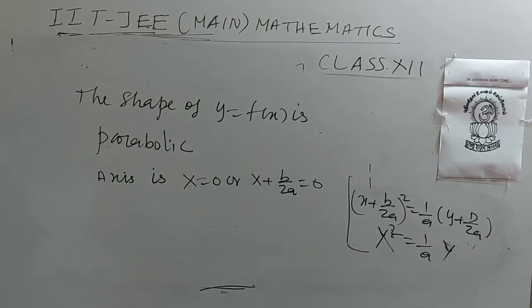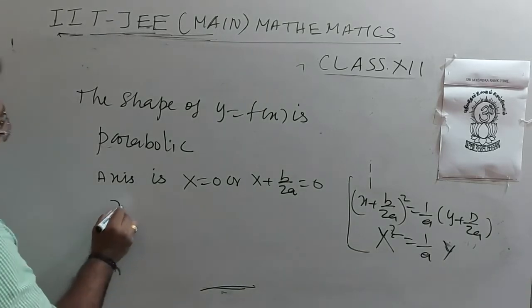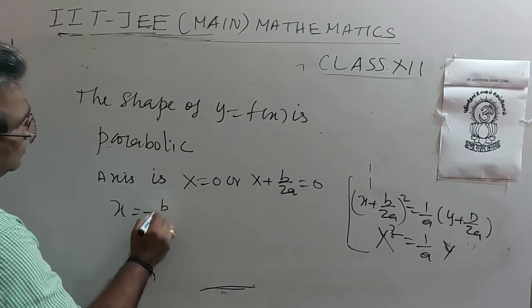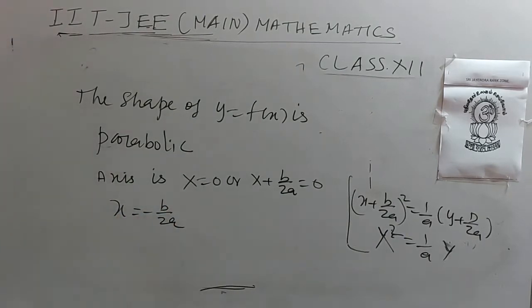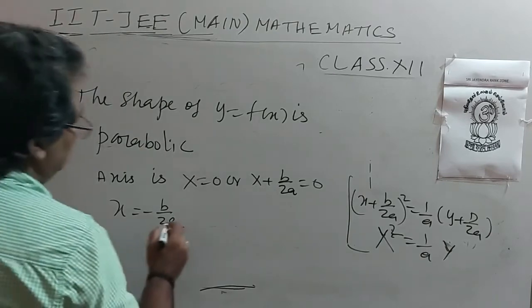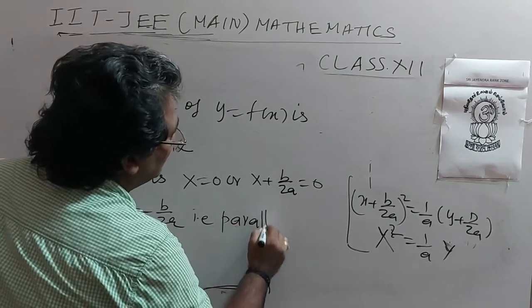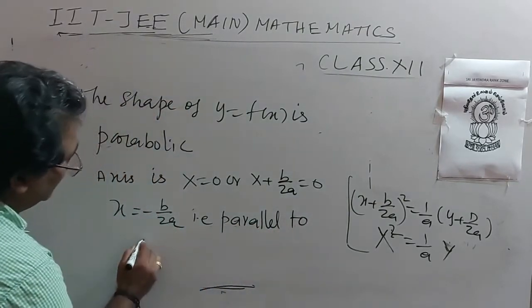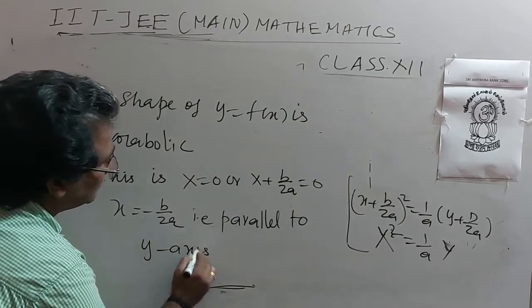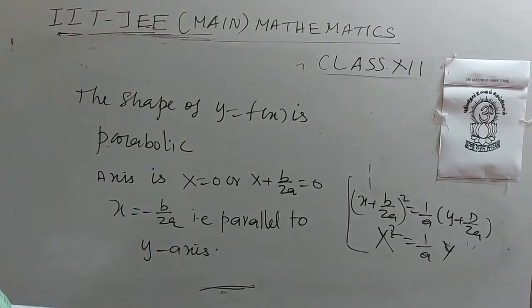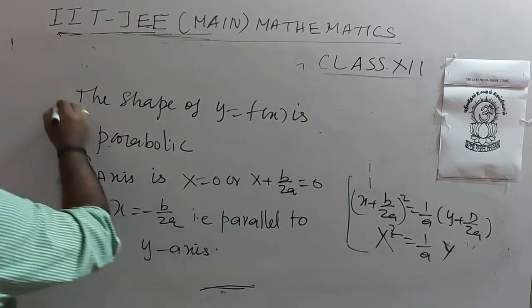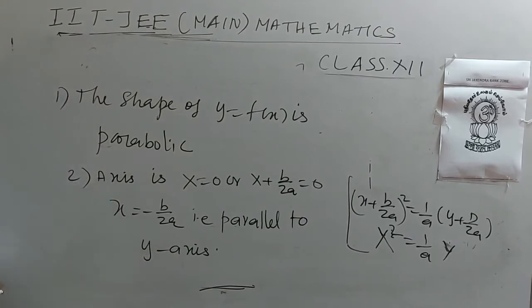Axis Y axis, that is X equal to 0, or x plus b by 2a equal to 0, or x equal to minus b by 2a, that is parallel to y axis. This is 1, this is 2.